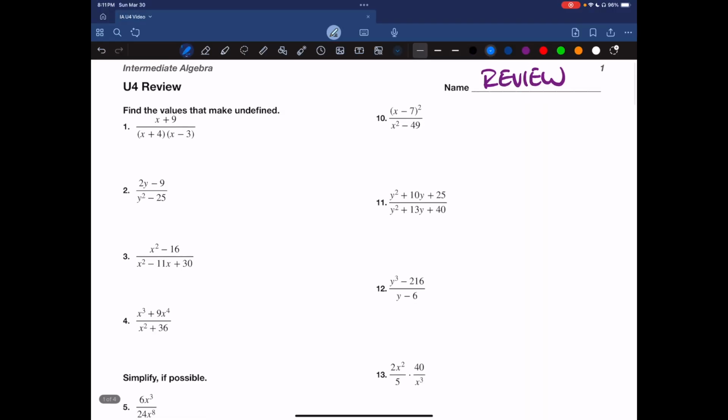On these first four problems, where you really just try to figure out what's going to make the whole thing undefined. And so when that's the question, you don't have anything to do with the numerator. You're just trying to use the denominator, set it equal to zero. I want to know what makes the bottom zero because you can't divide by zero.